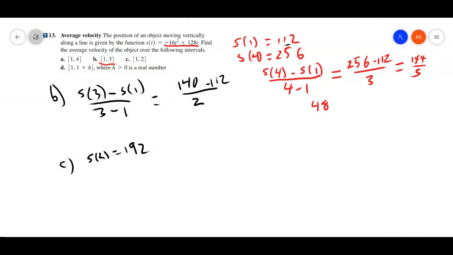And that should give me 14. Yeah, I get 28 over 2. That's 14. And then S of 2, 192. A lot of times students forget to finish by taking the slope. They just do the difference and then they don't.